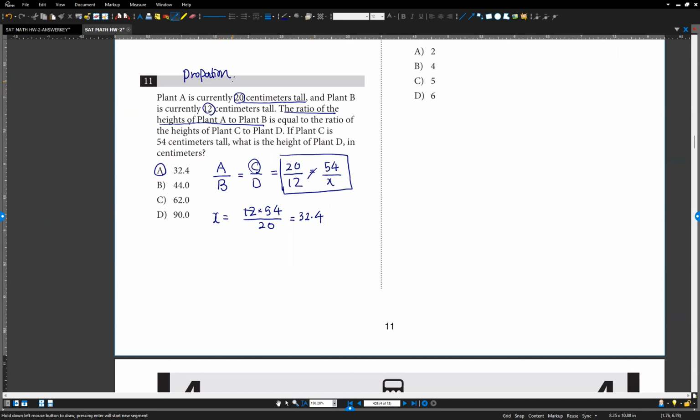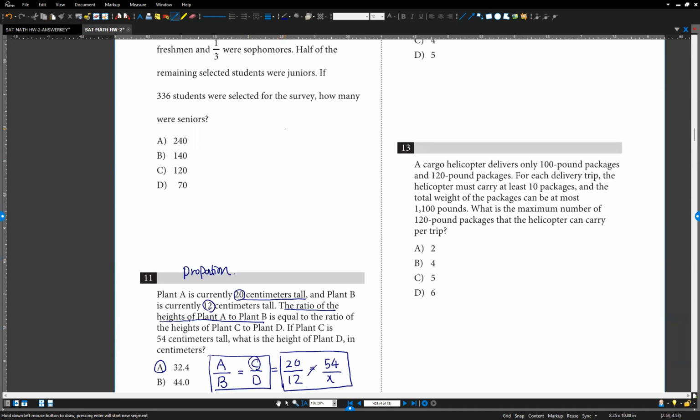Proportion is what? These two ratios are equal, okay? That is number 11. Number 12, move on to number 12.